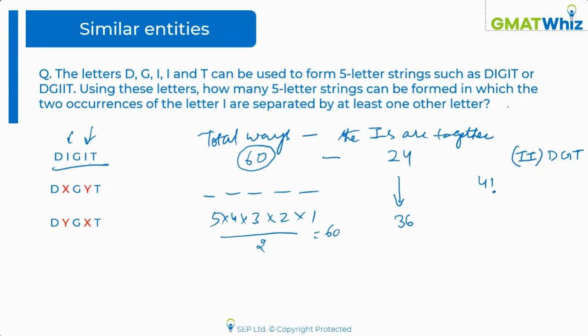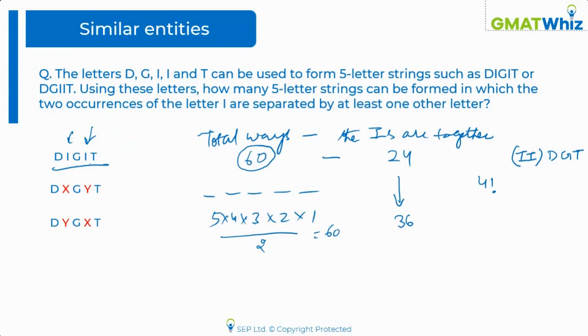Shivani, I'm explaining it one last time. When you are placing D, G and T, you have to take care of all the places adjacent to it, because the I's can be in between them or on the side. Because even if they are on the side, they will be separated from the other I by some gap at least. So you have to take all those cases into consideration.